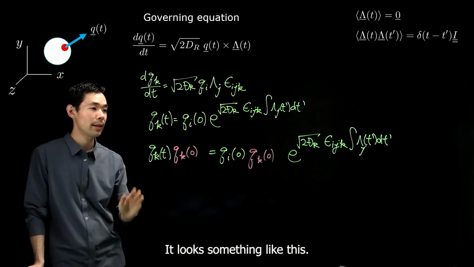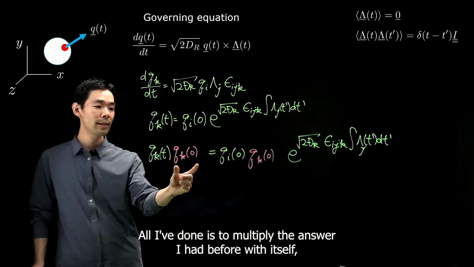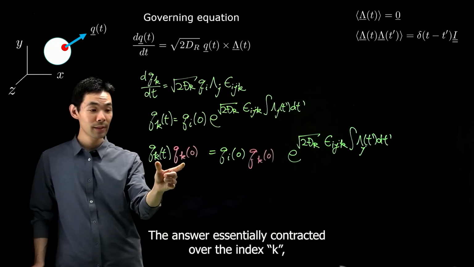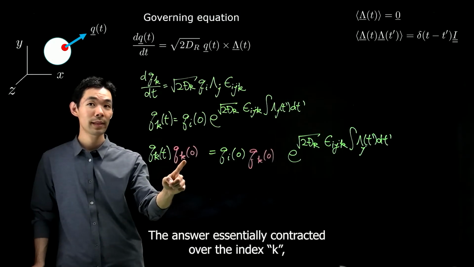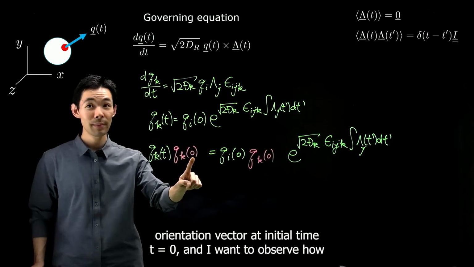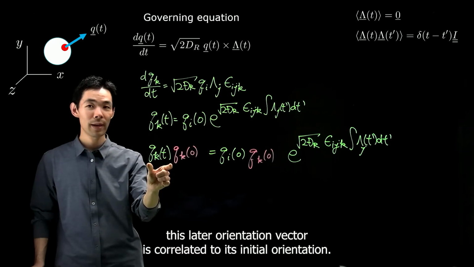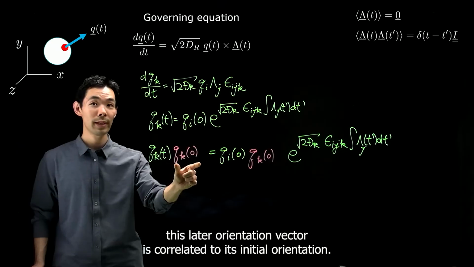Okay, so it looks something like this. Now all I've done is to multiply the answer that I had before with itself, taking the dot product, so it's essentially contracted over this index k. But importantly, I've multiplied against this orientation vector at initial time t of 0. And I want to observe how this later orientation vector is related to its initial orientation.